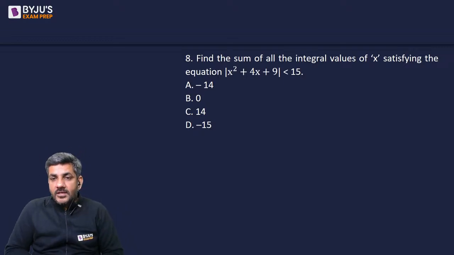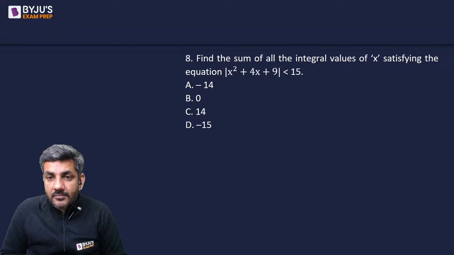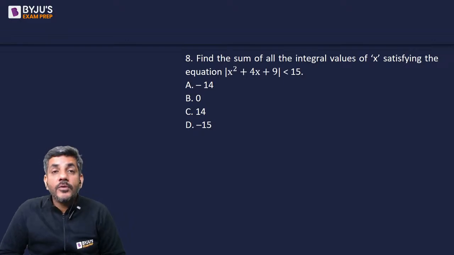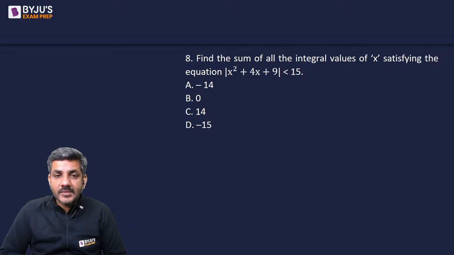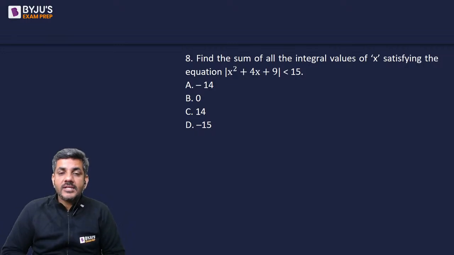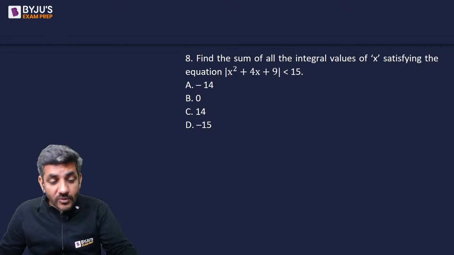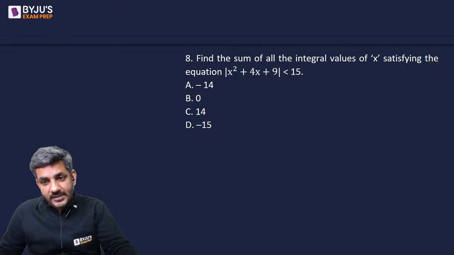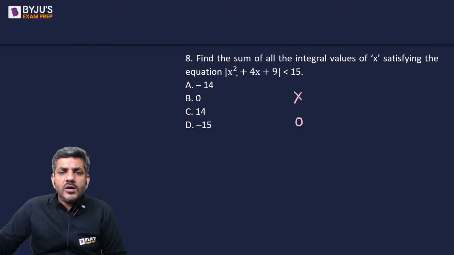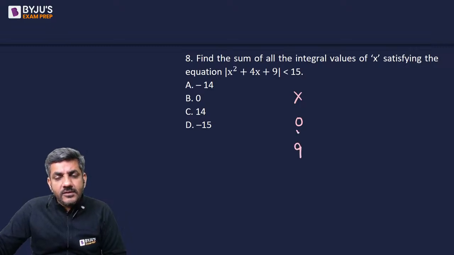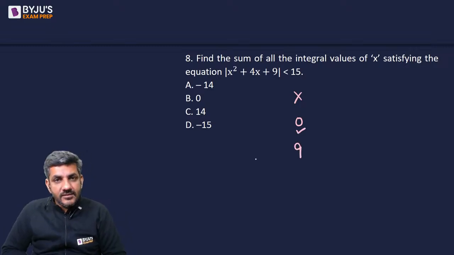So we did not get any other answer apart from that of Aditya Agrawal. So let's start doing it. Find the sum of all the integral values of x satisfying the equation x square plus 4x plus 9 whole mod is less than 15. तो चलिए इसके बारे में बात करना शुरू करते हैं. So let's put x is equal to 0. x को 0 पुट करूंगा तो फंक्शन क्या बनेगा? 0 plus 9, that is 9. Yes, 0 is a valid value which makes it less than 15.